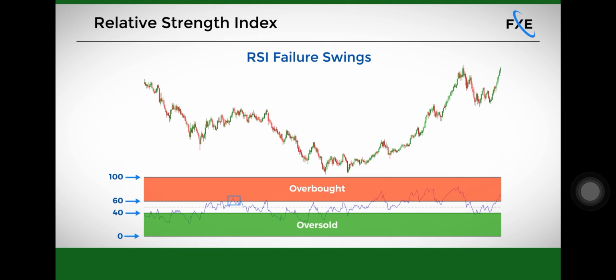You can take a short position on the open of the next candle, once the failure swing has confirmed a new low. A bullish failure swing works in much the same manner, and forms when the RSI line closes below the oversold level of 40, retraces back to close above the 40 level, only to come back again to the 40 level. The RSI line then holds above this level, and goes on to make a higher high, as we can see in the example in the blue box on the right. You can take a long position on the open of the next candle, once the failure swing has confirmed a new high.